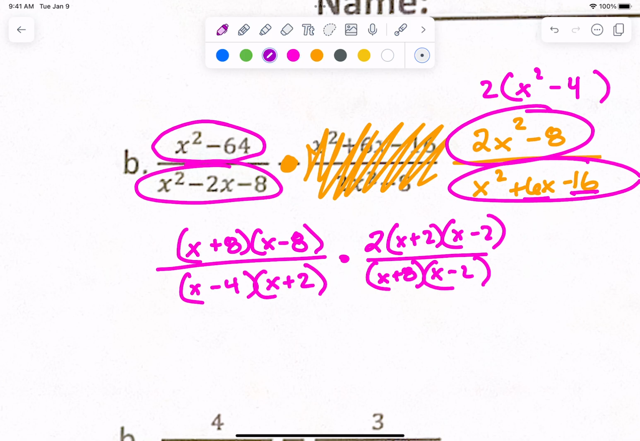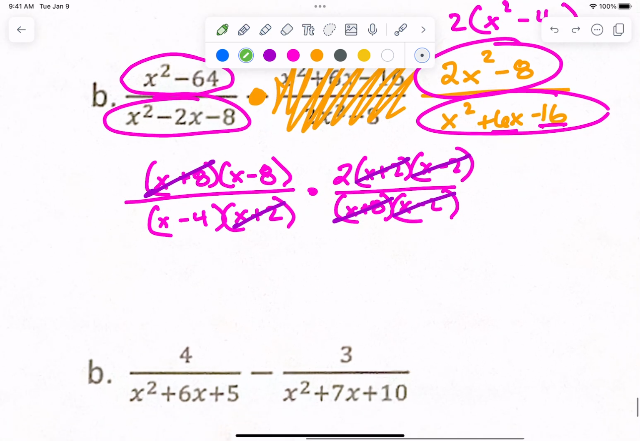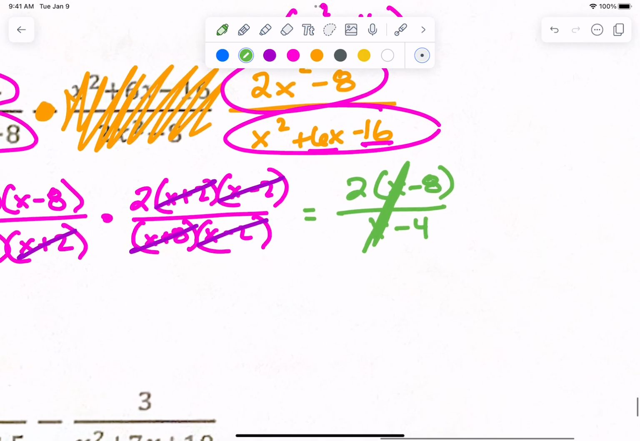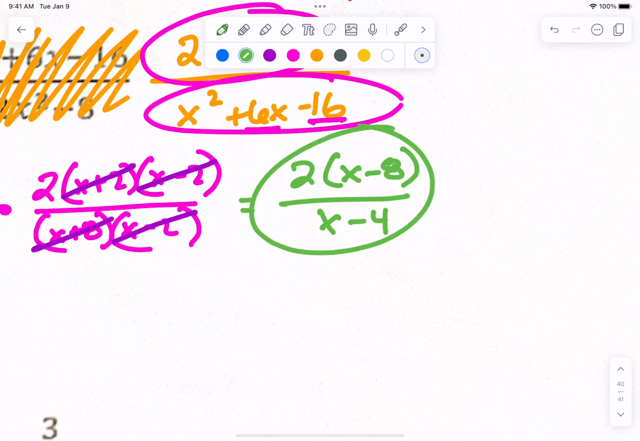Now we can cancel. But we only cancel like groups for groups. X plus 8 and x plus 8, x plus 2 and x plus 2, x minus 2 and x minus 2. So then we have x minus 8 over x minus 4, and 2x. Can I cancel this 2 and this 4? No. Why? The bottom one's trapped. So 2x times x minus 8 over x minus 4 is the answer. Can I cancel this x and this x? No, because they're trapped.